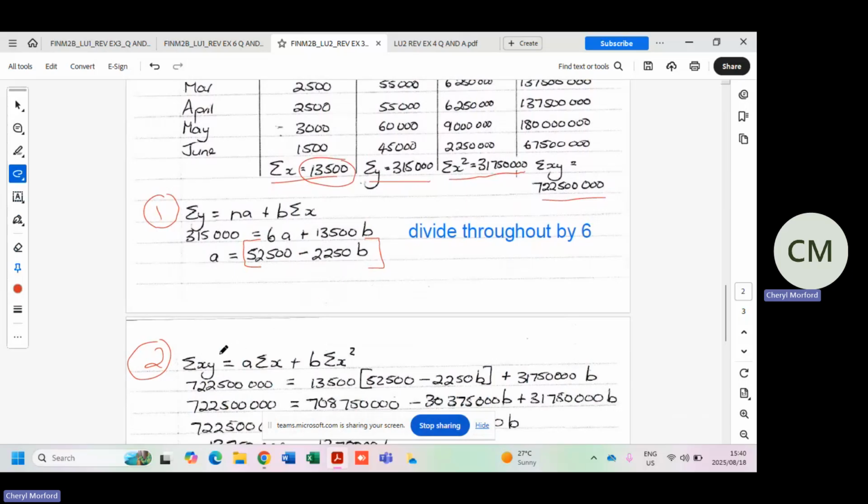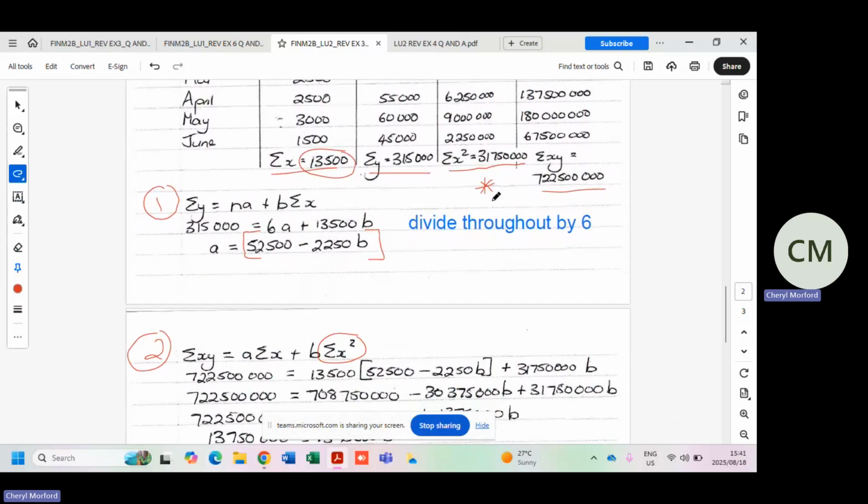Sum of xy is equal to A times sum of x plus B times sum of x squared. Just a note on this term here. You don't take the sum of x, which is 13,500, and square that. Which one are you going to use? This one here. Because remember, we have a column for x squared. And we're going to add each value of x squared to get sum of x squared. So we're going to just pop the numbers in.